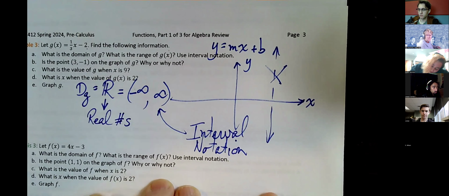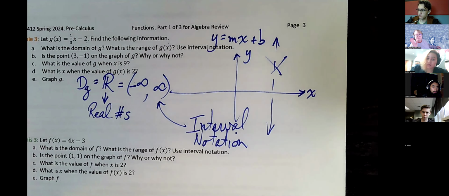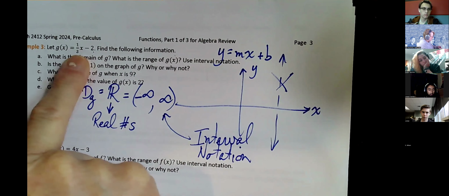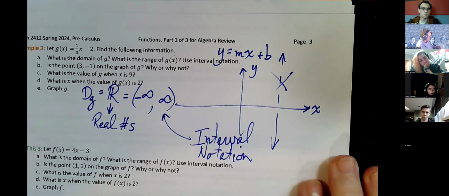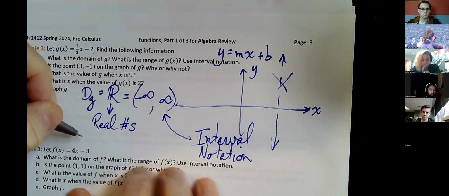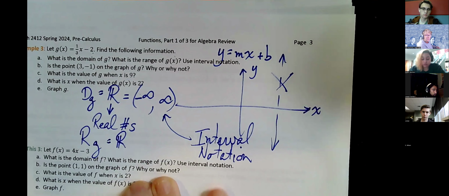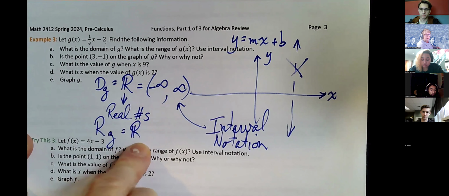Since this is not a vertical line and it's not a horizontal line, is there any limit to the outputs? If you could think of any number in the world, could I put that number instead of g of x and find an x that would get there? Yes, that's right. So that means that the range of g is also all the reals. And you see, range is not double barred, only all the reals.